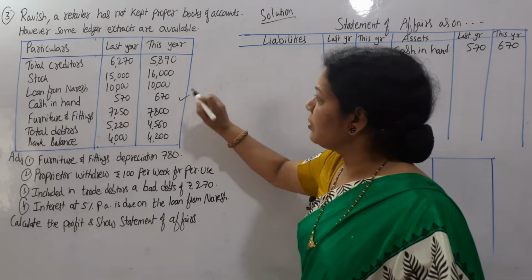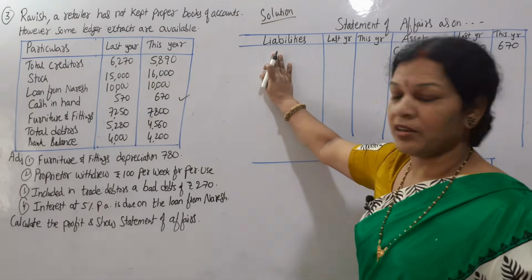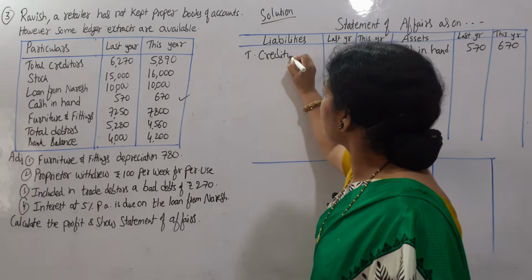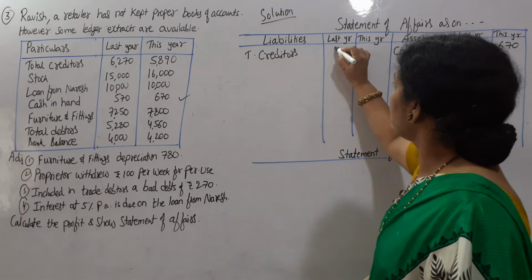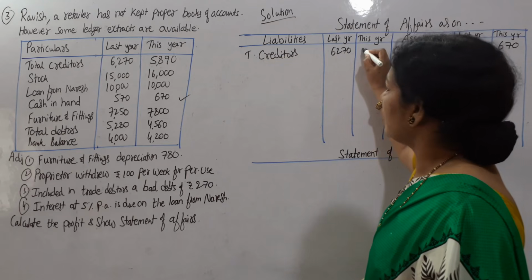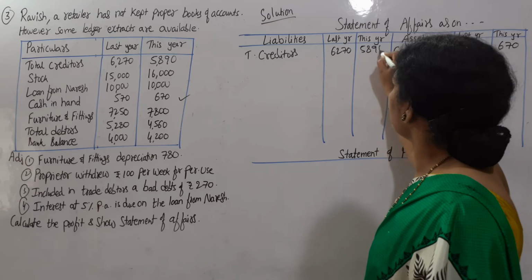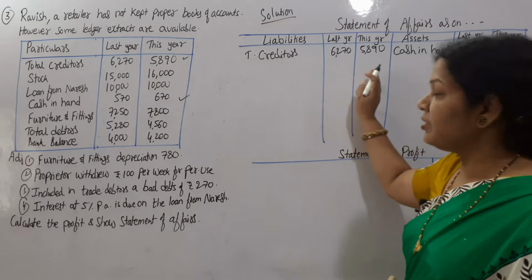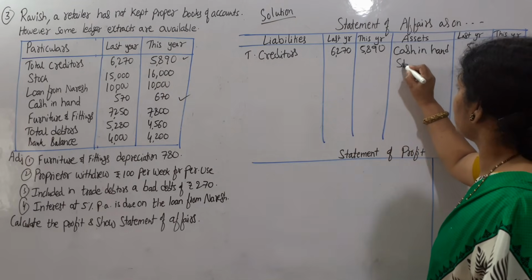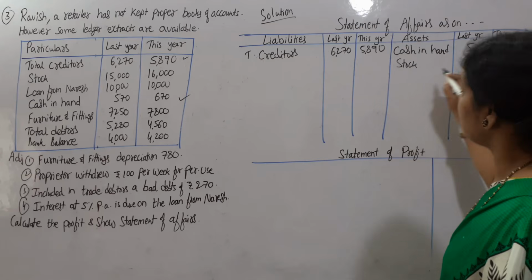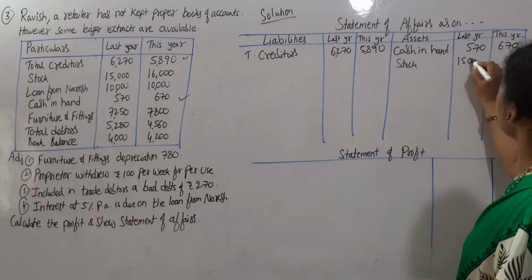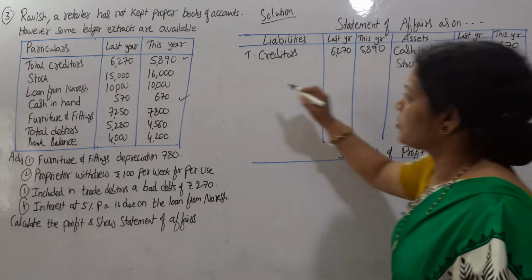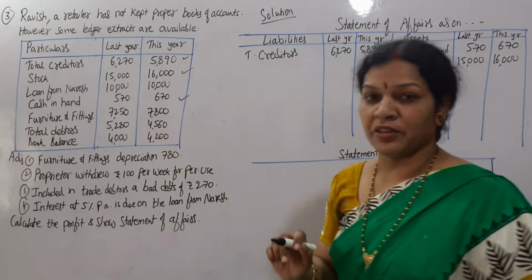Next, this is over. Total creditors, creditors are liabilities. Total creditors, 6,270 and 5,890. Over. Next, stock. Stock is an asset. Stock is 15,000, 16,000. Stock is over. Next, loan from Naresh.